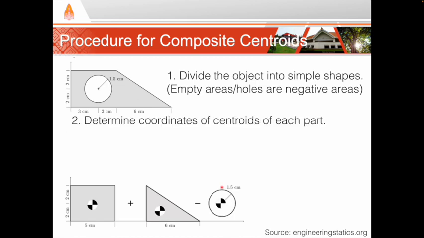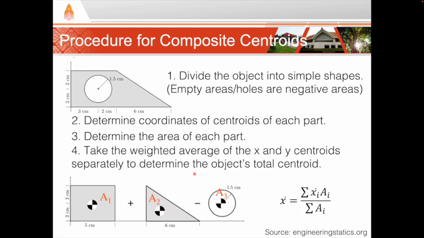The second step is to determine the coordinates of the centroids of each individual part. To do this, you also need to establish an x and y coordinate system with an origin. Third, determine the area of each of the composite parts. And fourth, take the weighted average of the x and y centroids separately to determine the object's total centroid. Let's see what this looks like with a few examples.